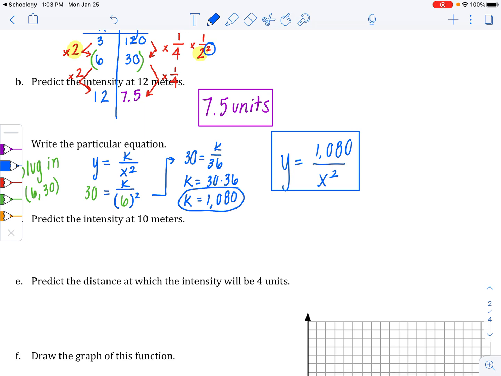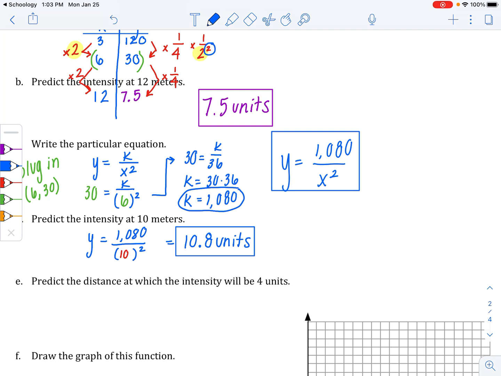X is the distance, so we're going to go ahead and plug in 10 meters for my x. I'm going to show exactly what that looks like. That 10 just goes right there because it is my x variable. So when you solve, you'll get about 10.8 units. Make sure you're putting units because that is our intensity.